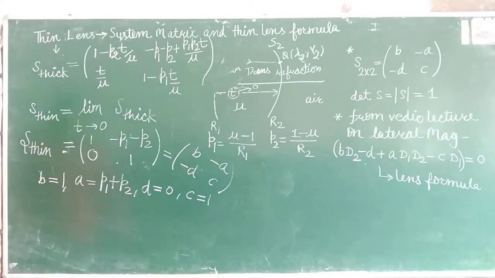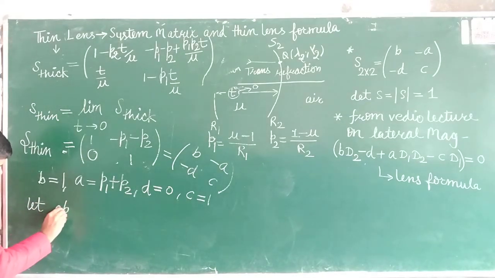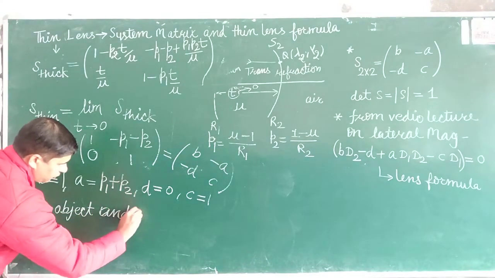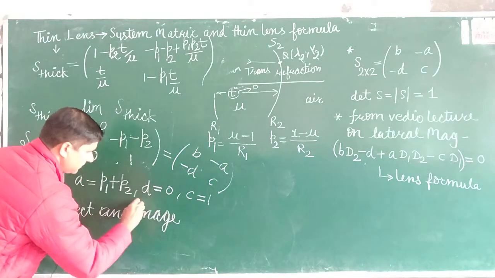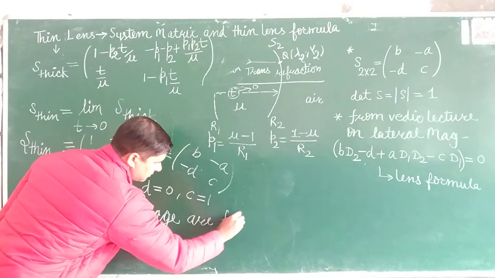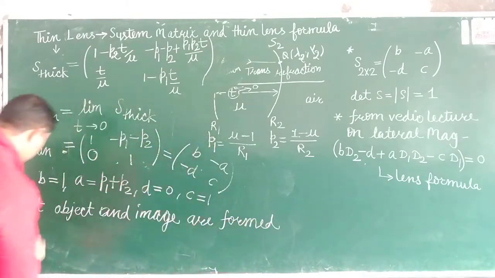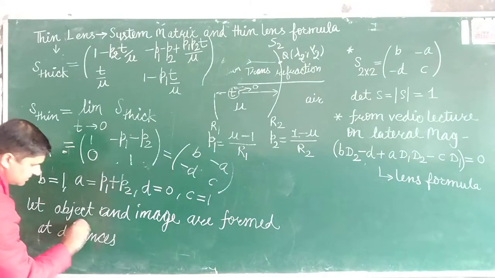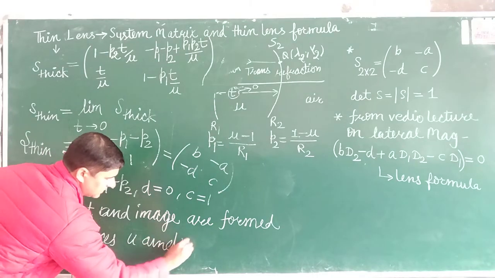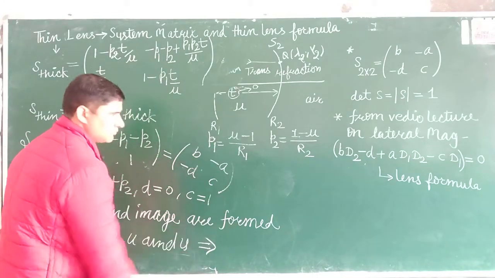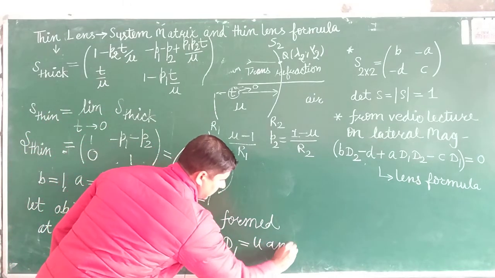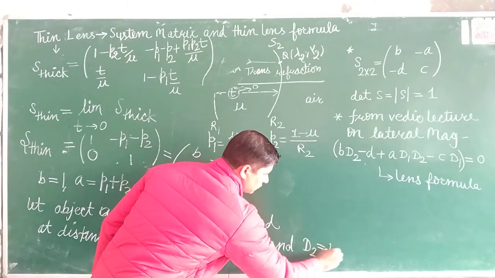Okay, now let the object and image be formed at distances u and v. Okay, this implies that D1 will be equal to u and D2 will be equal to v.